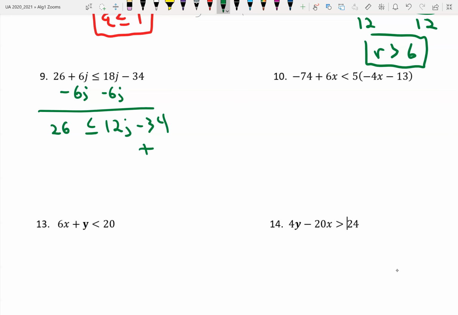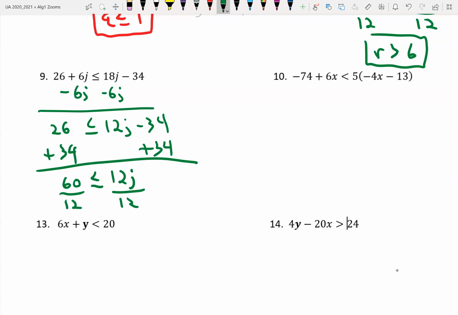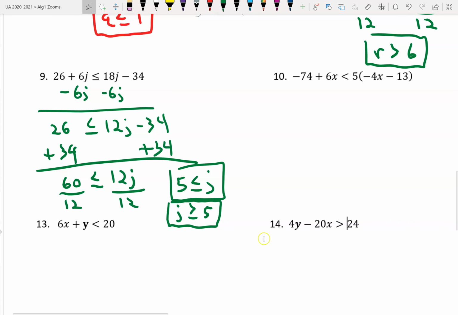Solving for j, we'll add 34 on both sides. 60 on the left, 12j on the right. Dividing both sides by 12. We have 5 is less than or equal to j. An equivalent statement would be j is greater than or equal to 5. We didn't have to graph any of the ones on the second page. Either of those are correct.